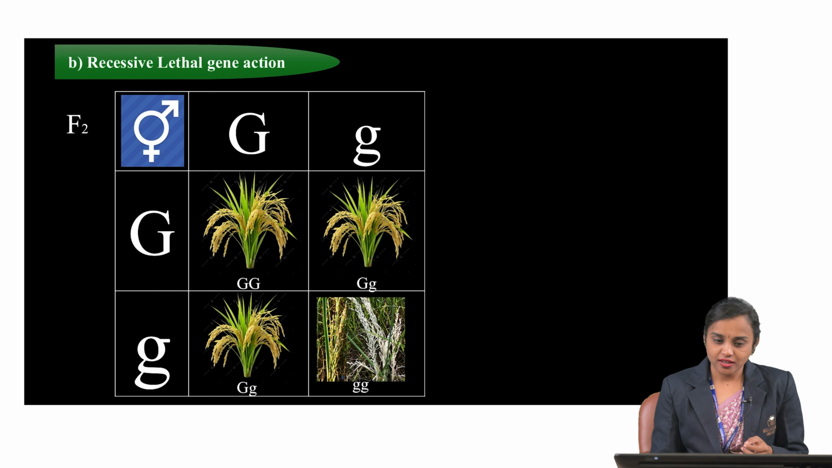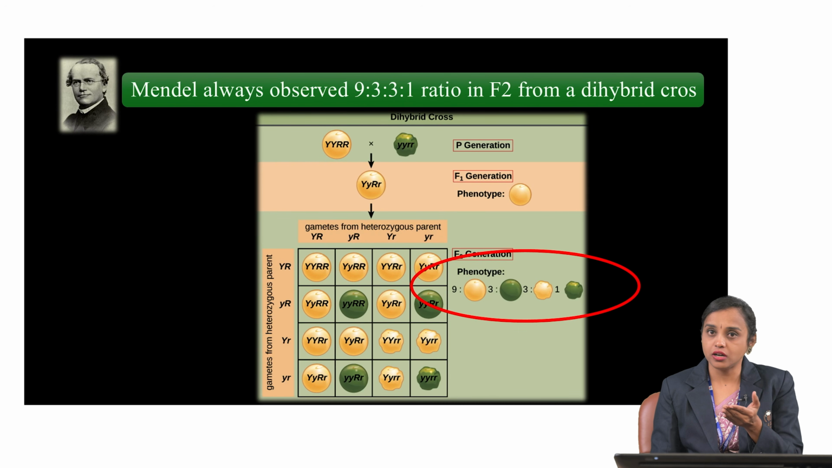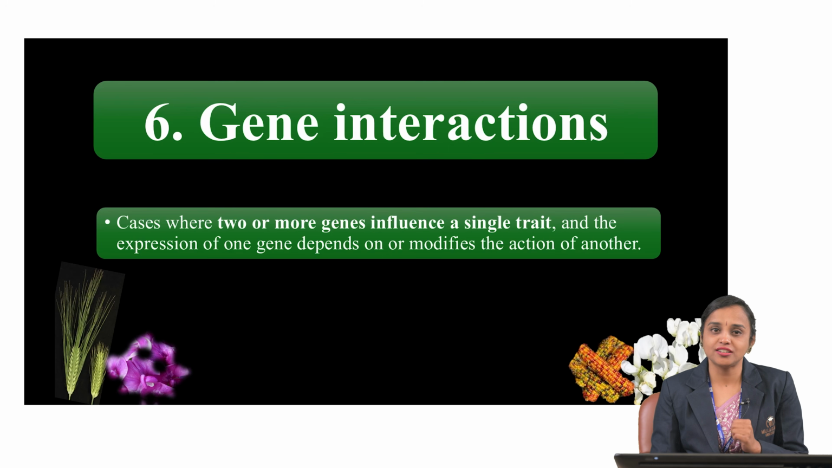So the next concept. Mendel always observed a 9:3:3:1 ratio in F2 for dihybrid cross. But there are cases where 2 or more genes influence a single trait and the expression of one gene depends on or modifies the action of the other. So this phenomenon is called gene interaction.